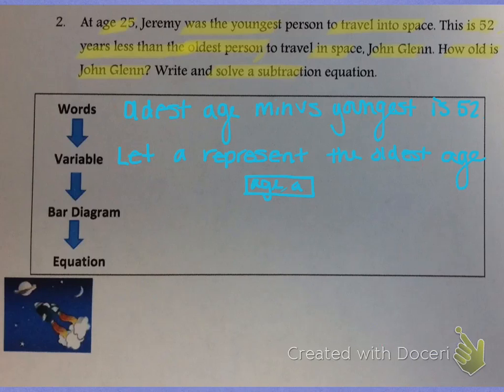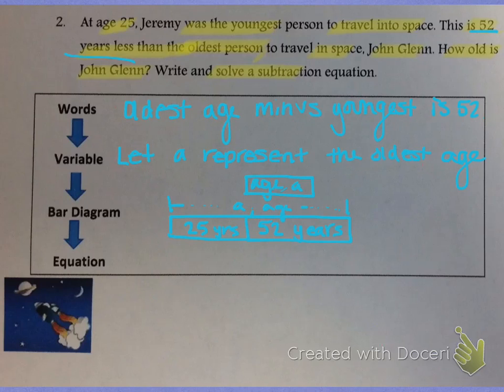Okay, so then let's think about the second part of our bar diagram. Our total is our age. That's the biggest number, the oldest number. So that's saying that if I take 25 years, so let's write 25 years, and I combine it with our space of 52 years, that I get what I'm looking for, my age of the oldest person that traveled in space.